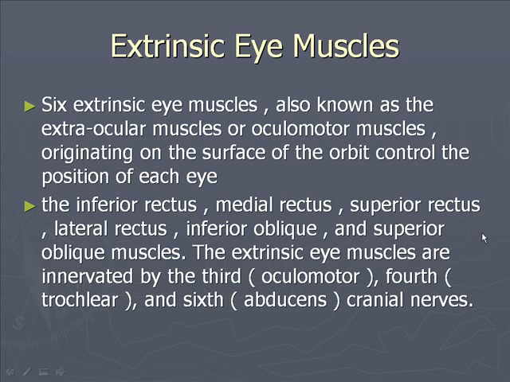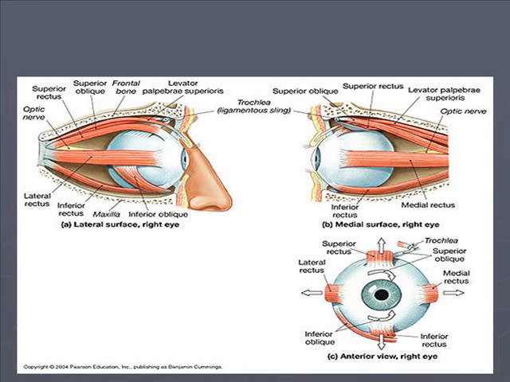And I talked about these again last week. Extrinsic eye muscles are innervated by the 3rd, oculomotor nerve, you should be familiar with that, the 4th, trochlear nerve, and the 6th, abducens, meaning away from, cranial nerve. This is an illustration out of your textbook that demonstrates these muscles: lateral rectus muscle, the oblique muscles, the inferior oblique muscles, the inferior rectus muscles. There's also the superior rectus muscle, seen better in this picture.